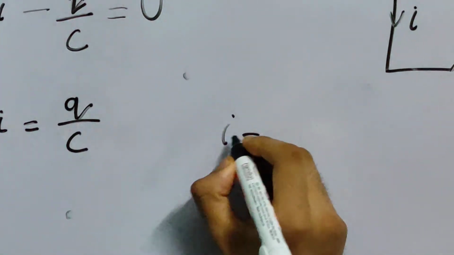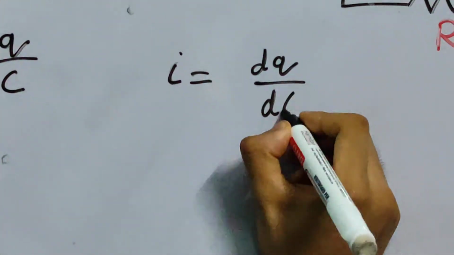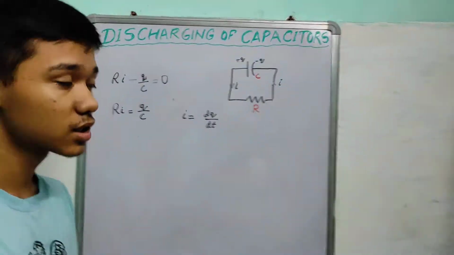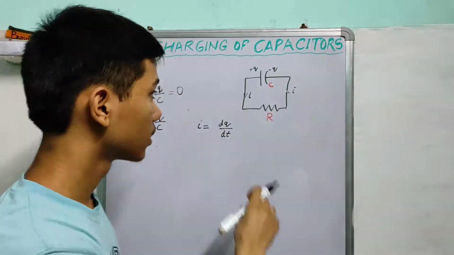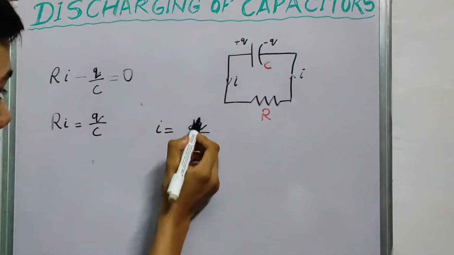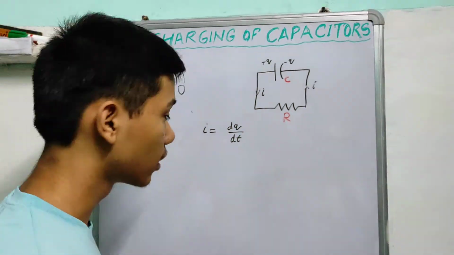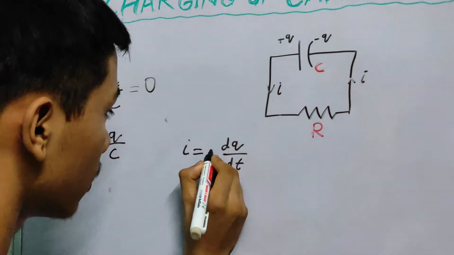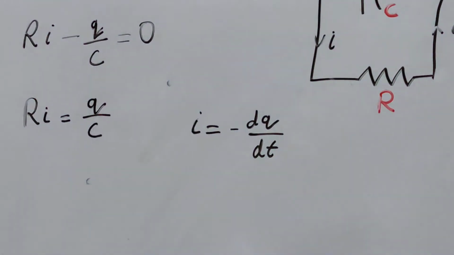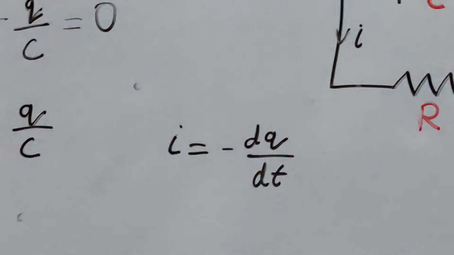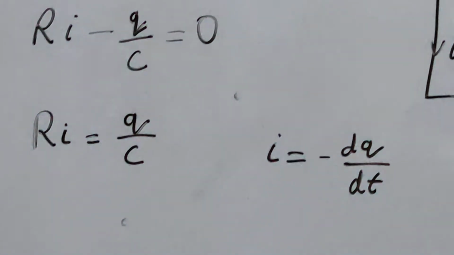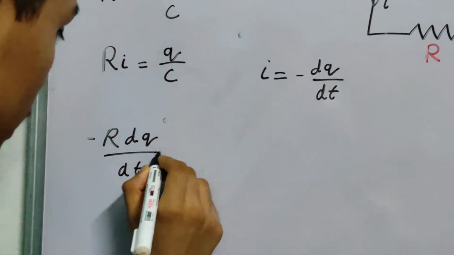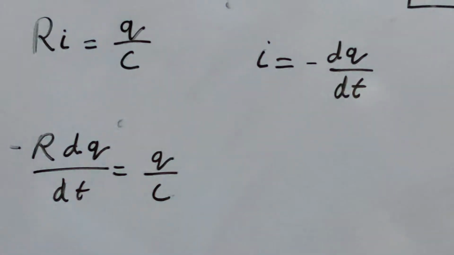Right? I is nothing but dq by dt, the rate of change of charge per unit time. Now the important thing is that since the charge will decrease, this dq will be negative. As time increases, the charge decreases, which gives our dq, change in charge, negative. So we write a minus sign there. This will help. So we substitute I is equal to minus dq by dt. In this case, we get minus R dq by dt is nothing but q by C.